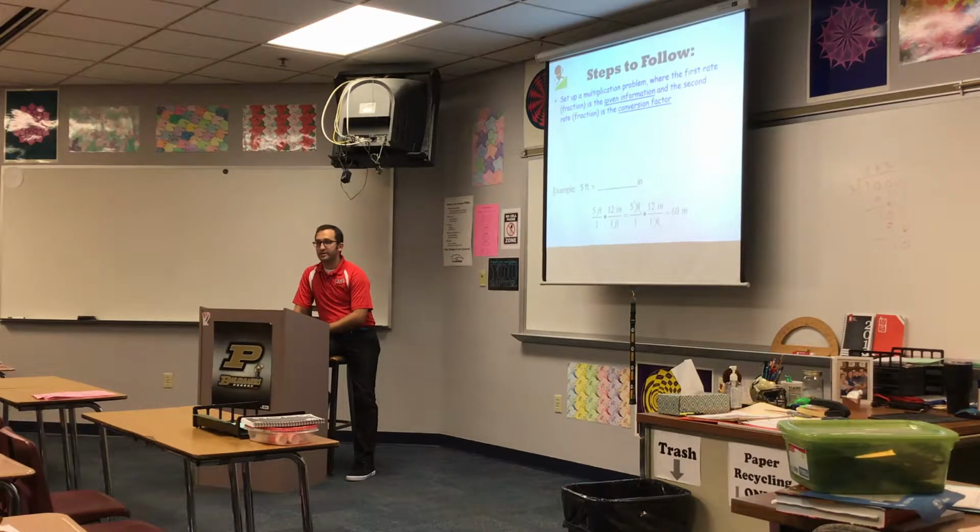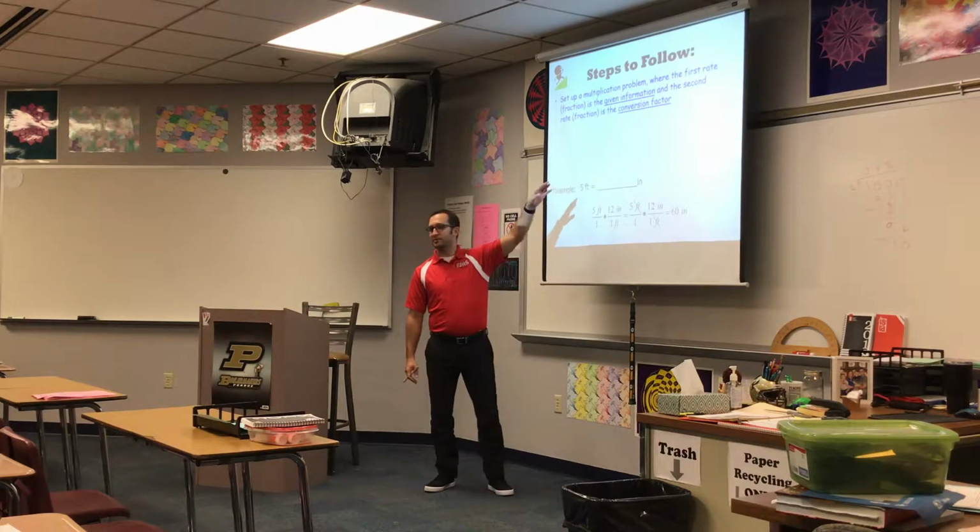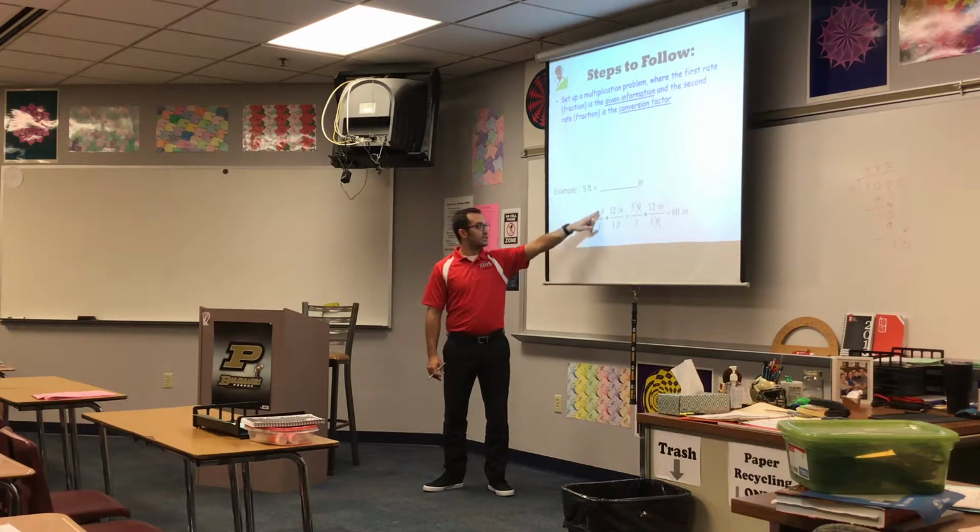Rita? That 5 feet equals a blank amount. No, just 5 feet. 5 feet is given to us. So we have a first fraction, 5 feet. 5 feet as a fraction is 5 over 1. 5 feet over 1. That's the first fraction.